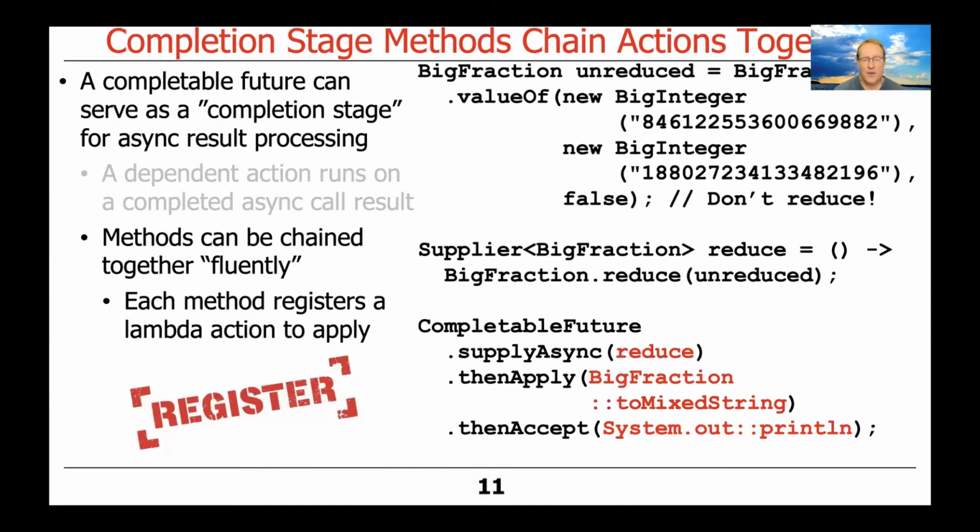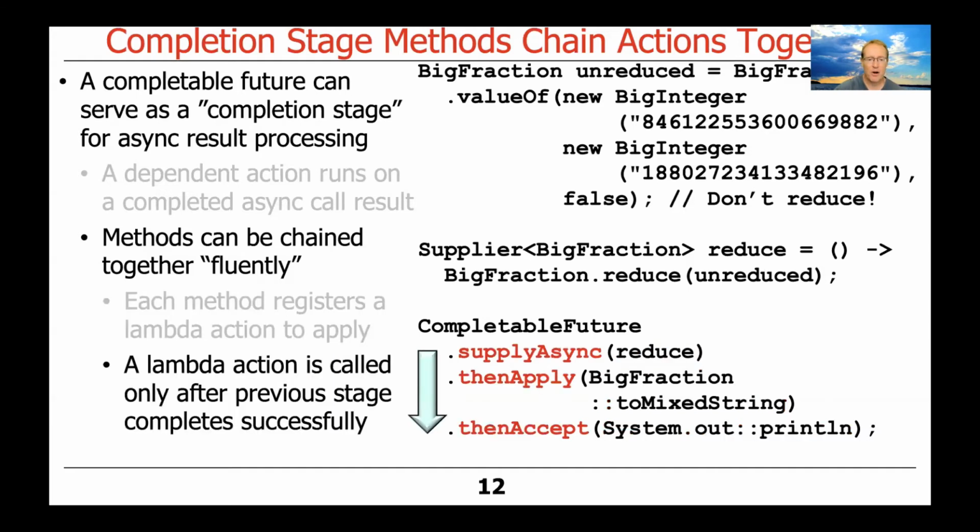As you can see here, each of these different CompletionStage methods, and for that matter, supplyAsync, which is a factory method, will register or arrange for an action to be run, which in this case are lambdas or method references. So you can see reduce is one action, bigFractionToMixedString is another action, System.out.println is yet another action. Those are all basically registered with the framework.